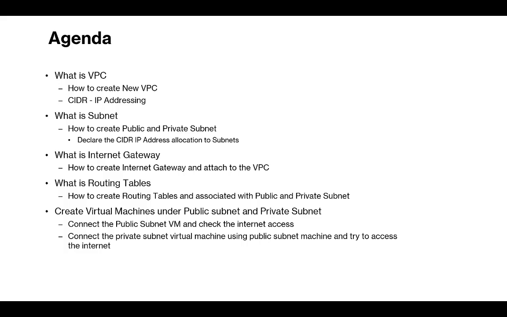And along with this, we will look at how to create the virtual machines under the public subnet and private subnet, and we will connect to the VM under the public subnet, and we will connect to the private subnet virtual machine using the public subnet machine, and we'll try to access the internet from the private subnet virtual machine or EC2 instance. Step by step we will look at it.